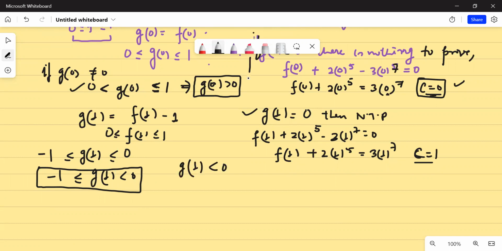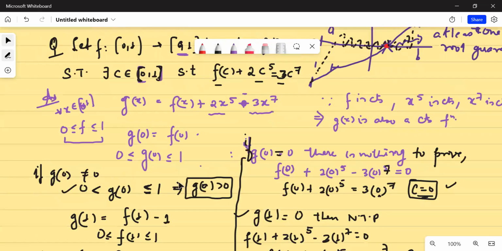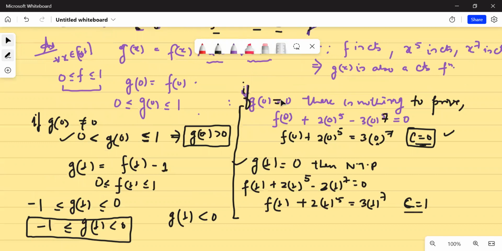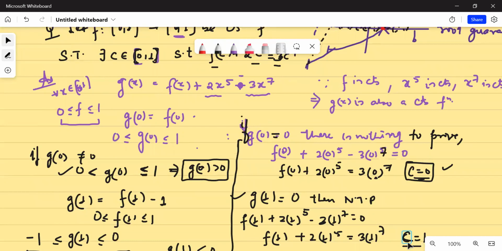These are both the trivial cases which I'm not discussing because there is nothing to prove. If somebody says that yes, what do you mean? I mean that if C equal to 0, then this is true. If C equal to 1, then this is true, provided G1 equal to 0 and provided G0 equal to 0. So these two are proved for C equal to 0 and for C equal to 1.